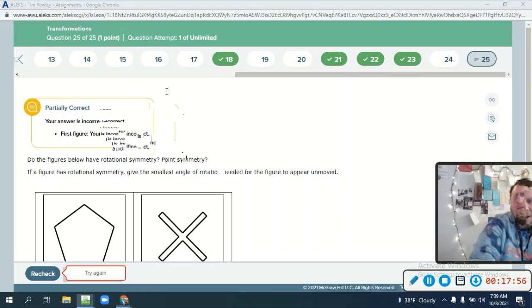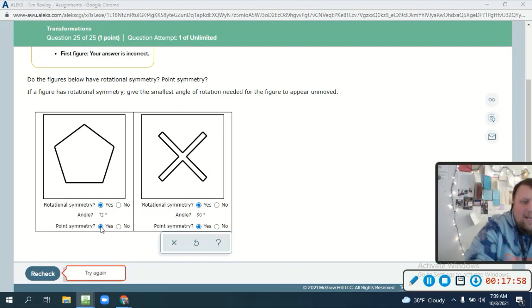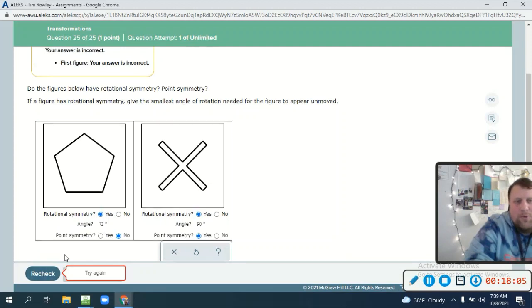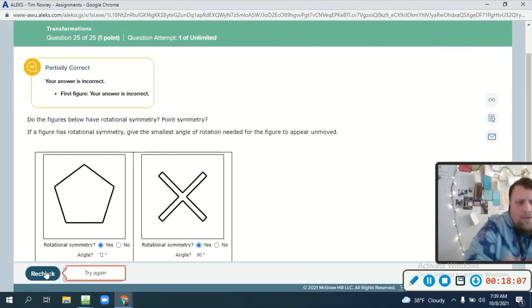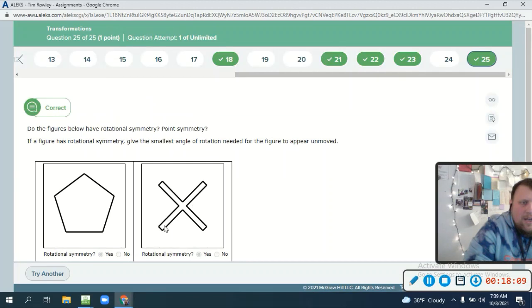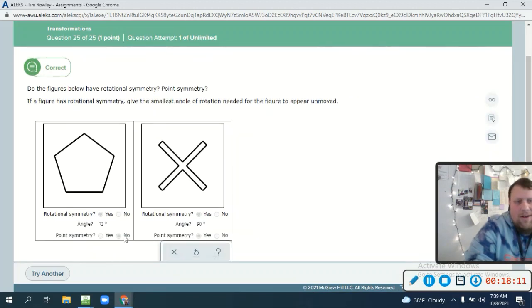Does anybody see why I'm partially correct? Because I accidentally put yes on the point symmetry there when I should have said no. I was saying no in words, but I put yes there. So let's recheck that. I was like, what did I do here? I had to have done that right. Let's try that again. There we go. Because this did not have point symmetry. I said it. I just put yes. You got to watch them clicks.